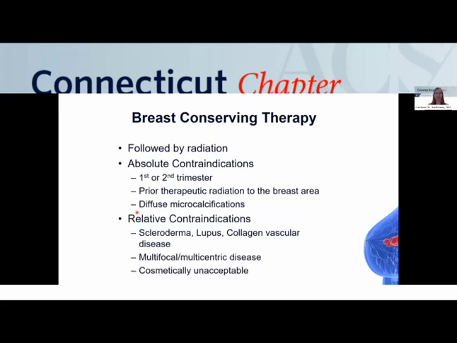Relative contraindications to radiation include scleroderma, lupus, and other collagen vascular diseases. In terms of multifocal multicentric disease, that is not in itself a contraindication. It's really, is there a cosmetically unacceptable result? How much tissue are you removing and how much are you leaving behind? But as long as you can remove all cancer, just purely having multicentric disease is not a contraindication. It's more an idea of breast size versus tumor size.